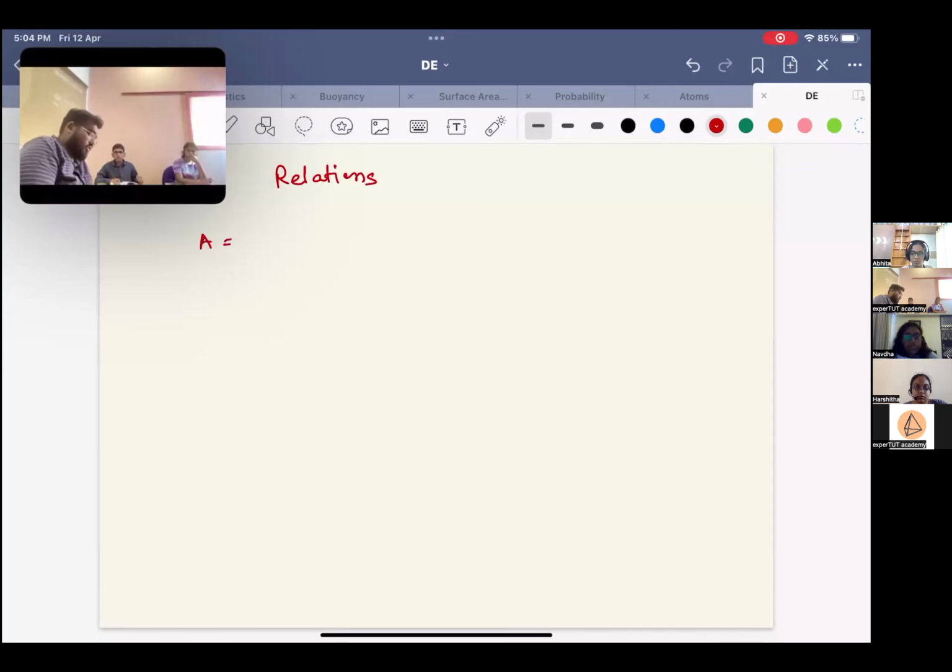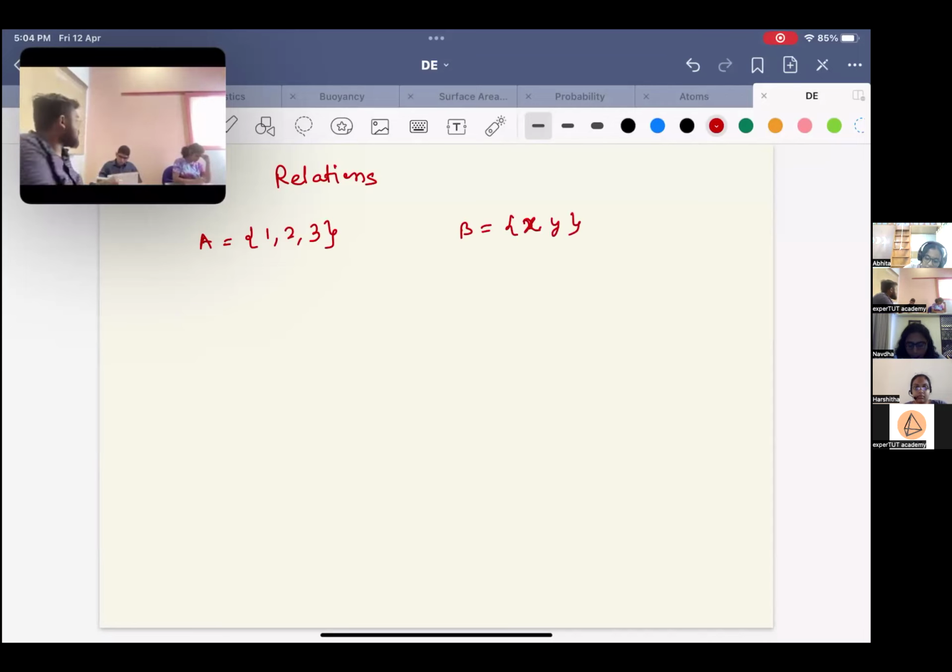That A is equal to 1, 2 and 3. Okay, A is 1, 2, 3. Then we write B is equal to x comma y. ठीक है, B is x comma y.